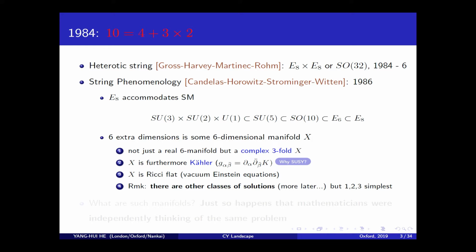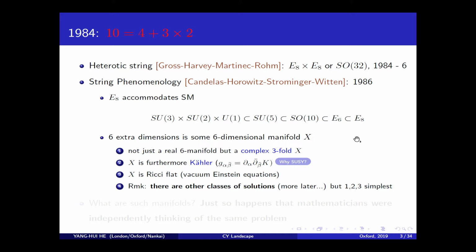So this is how I got into the game. This theory originally started in 1984 with the heterotic string. And the gauge groups are not so important. And then there was this seminal paper in 1986 by Candelas, Horowitz, Strominger, and Witten. Philip is here, so you can ask him all about it. And the point is that this gauge group of string theory, this E8 gauge group, accommodates the standard model group. The details of this are also not important.